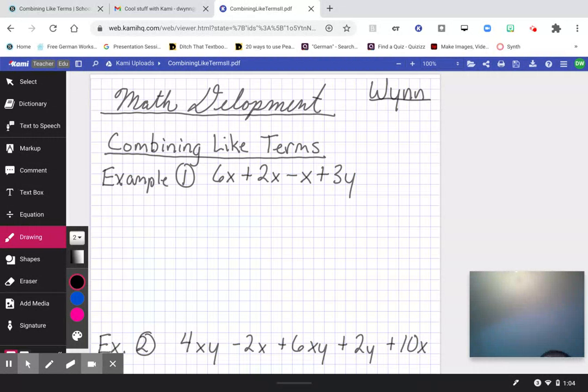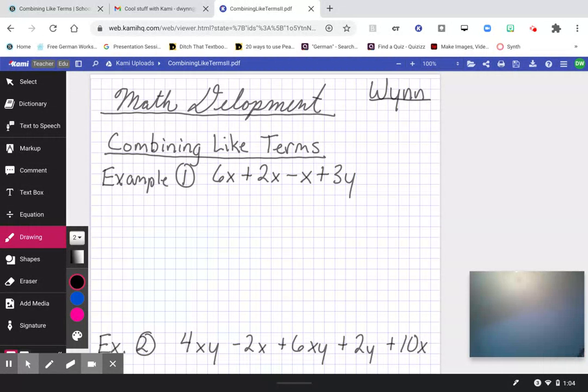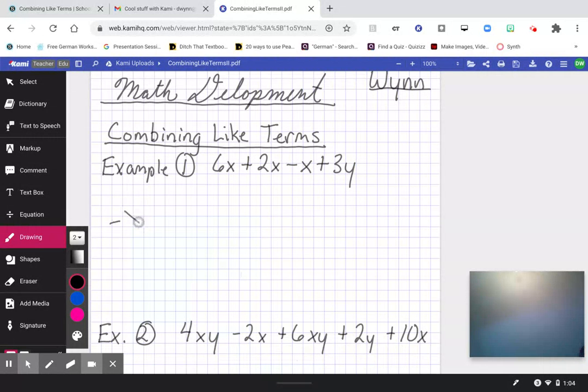So we have 6x and 2x, and then we have minus x. When you see a variable that doesn't have a coefficient in front of it, you can assume that there is a 1 in front of it. So if we have negative x, we can assume there is a 1 in front of that. If we have positive x, we can also assume there's a 1 in front of that. So we can start working through this problem from left to right.